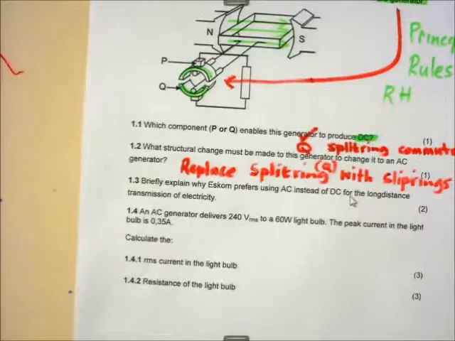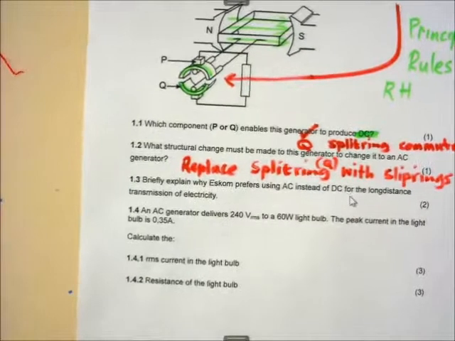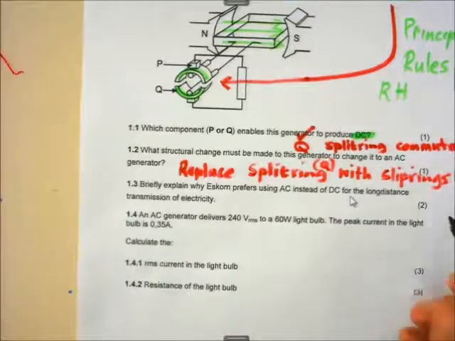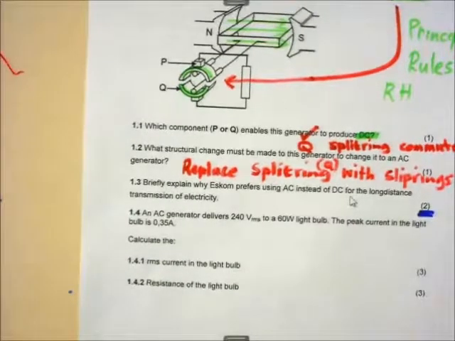Okay, now briefly explain why Eskom prefers using alternating current instead of direct current for the long distance transmission of electricity. We've just gone through it. Now when you see 2 marks, guys, it's always important to look at mark allocation. Then you can know, listen, I should maybe come up with 2 reasons. All right, and we've just dealt with that.